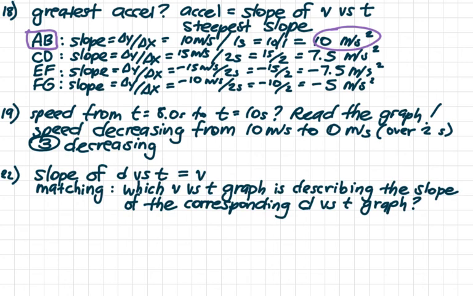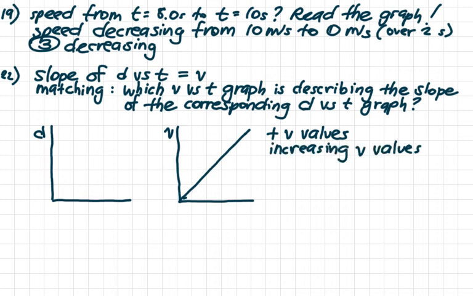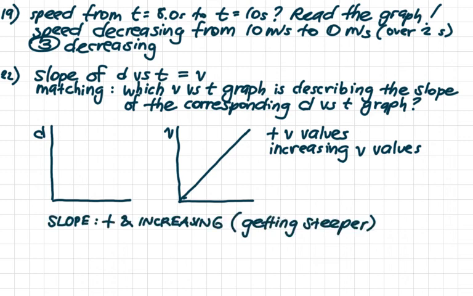Well, the answer is choice 3, but let me explain why it's choice 3. The v versus t graph on choice 3 has a steadily increasing value over time. That graph is positive, in the first quadrant, so the velocity values are positive, and those values are increasing from 0, going up the y-axis, getting bigger. It's speeding up. So velocity is positive and increasing, which means that the slope of the d versus t graph is positive and increasing.